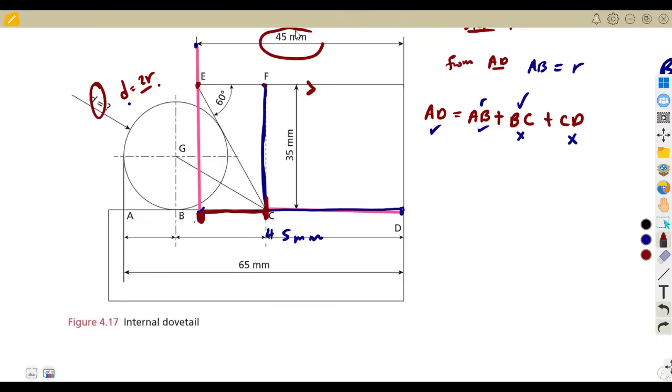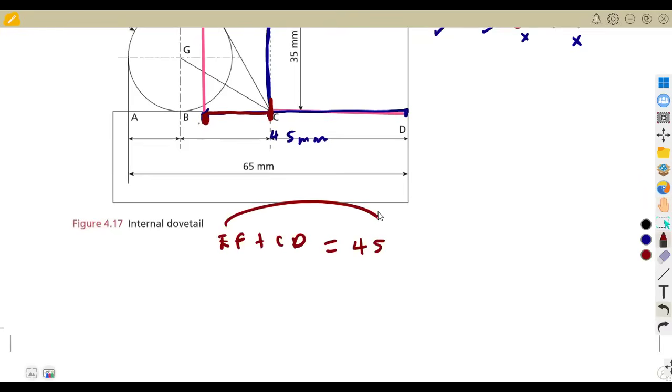From where? From 45 millimeters, we obtain CD, because we are saying from E to F, plus from C to D, because F is on the same line with C to D. If you take this, you must get the whole of this 45. So as we want CD, we have to subtract this, take this to the other side, you transpose it, it becomes a negative. So CD is going to be 45 minus EF.